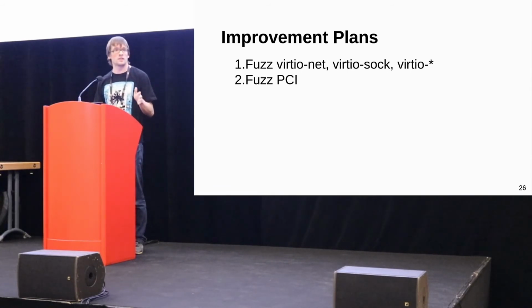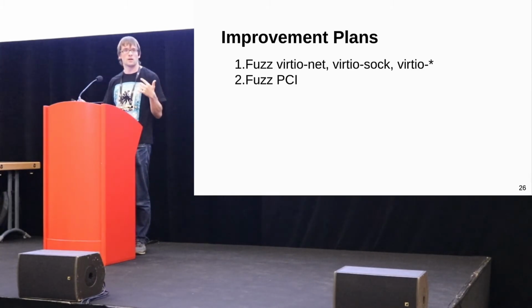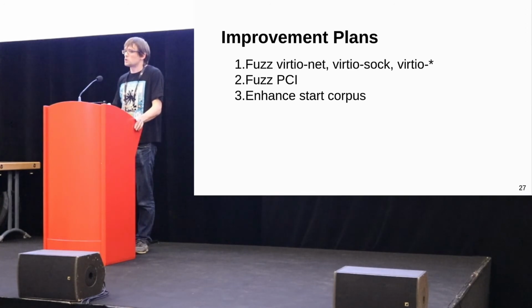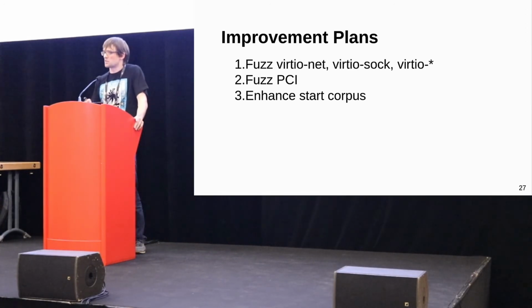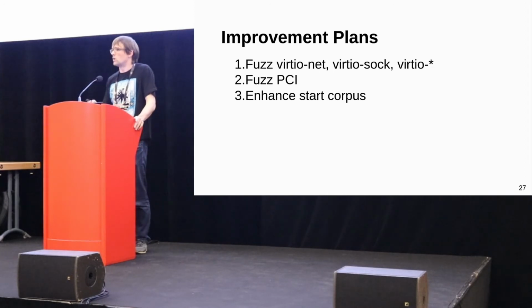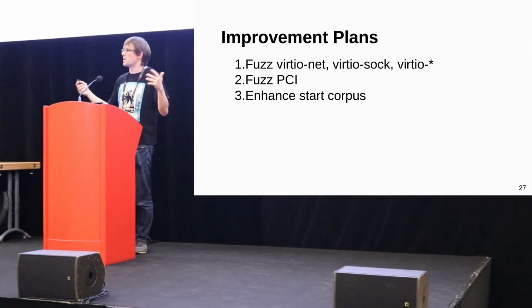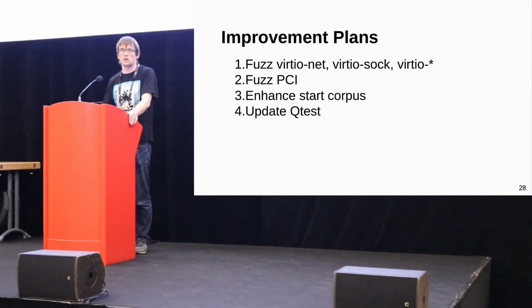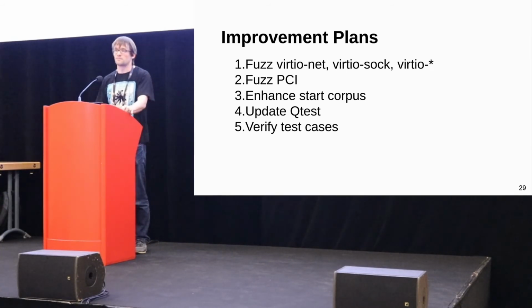Then we want to increase the surface which is used for fuzzing. For now, it's only virtio queues, but we also want to add PCI, at least PCI. We want to increase the quality of the start input, just to increase the source coverage which is tested by fuzzing. For the QTest framework, a nice enhancement would be direct memory access, to speed up the fuzzing process, so we will not use QMP commands to read and write memory. And test case verification would also be a nice feature to have.